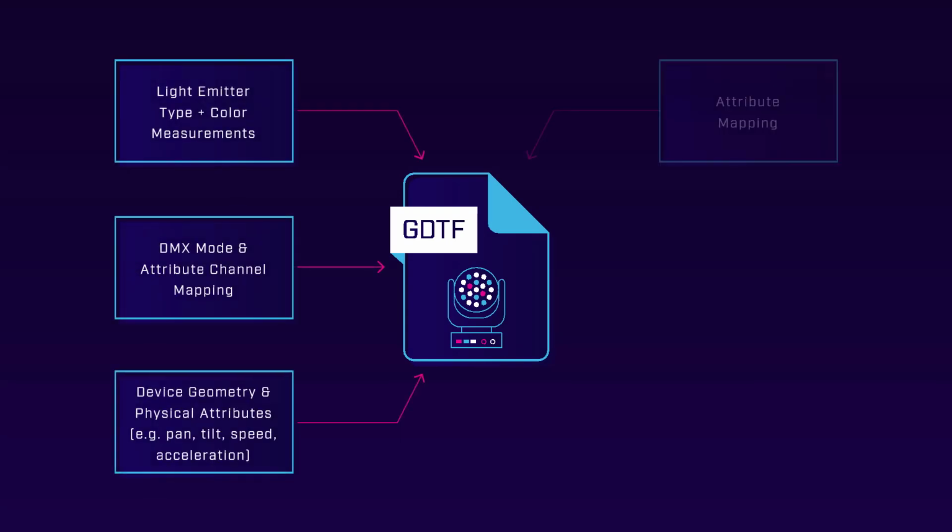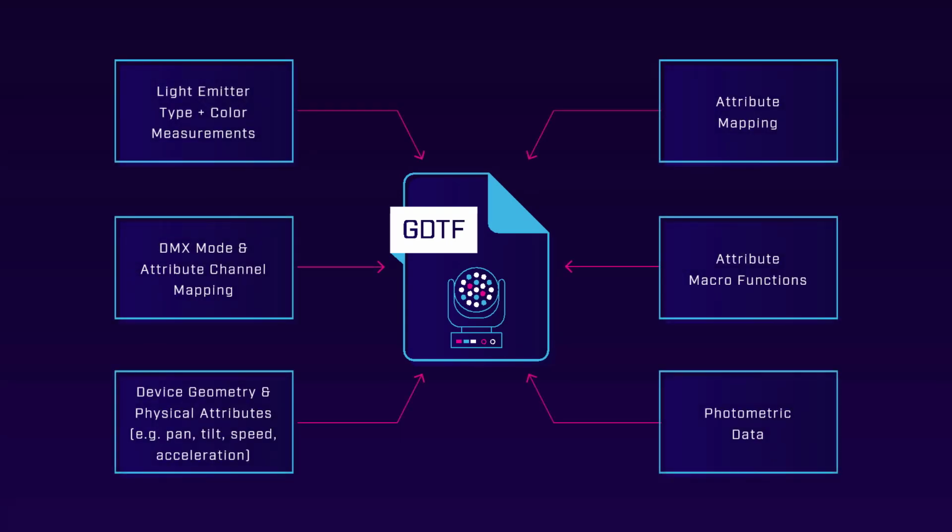The physical behavior of mechanical parts and the light source is also part of a GDTF file. It even includes detailed information about the color spectrum of the used emitters. Furthermore, a GDTF file summarizes visualization information like gobo wheels, color wheels, or animation wheels. The GDTF standard even provides an intelligent way of how to visualize complex macro channels.